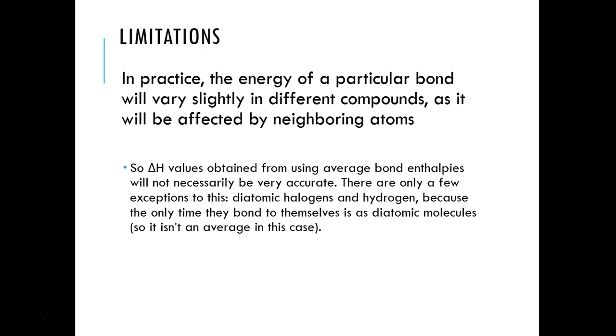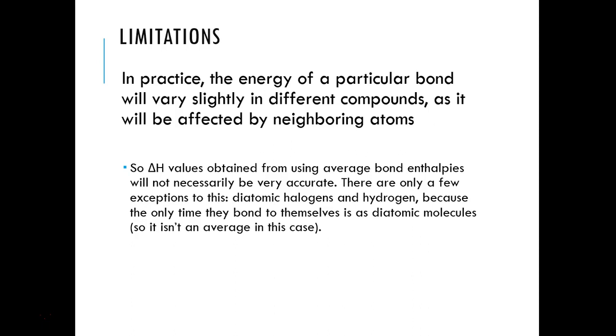I want to talk briefly about the limitations of this method. So in practice, we know that the energy of these bonds might vary slightly because it'll be a little bit different in different compounds because it can be affected by neighboring atoms. Like we said, there's carbon-hydrogen bonds in just so many different things, and they're all going to be a little bit different. So these enthalpy values that we get from average bond enthalpies may not necessarily be very accurate.